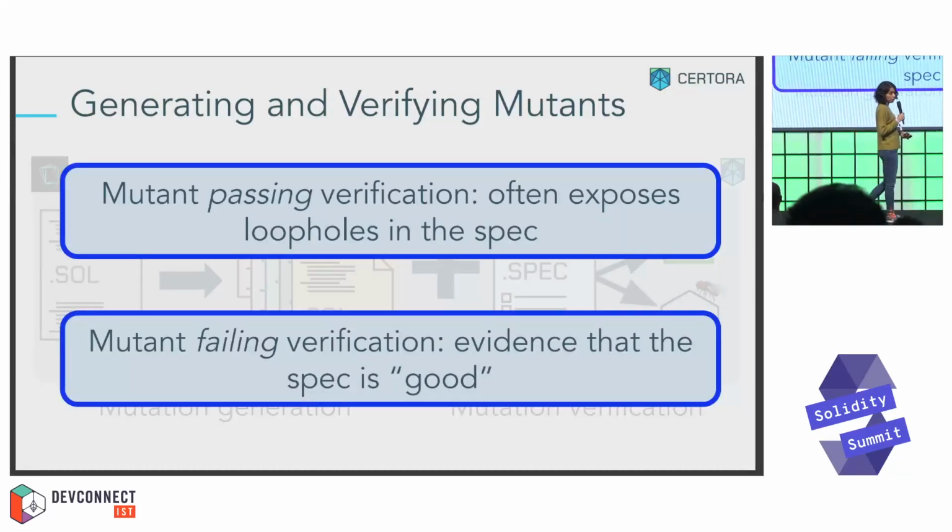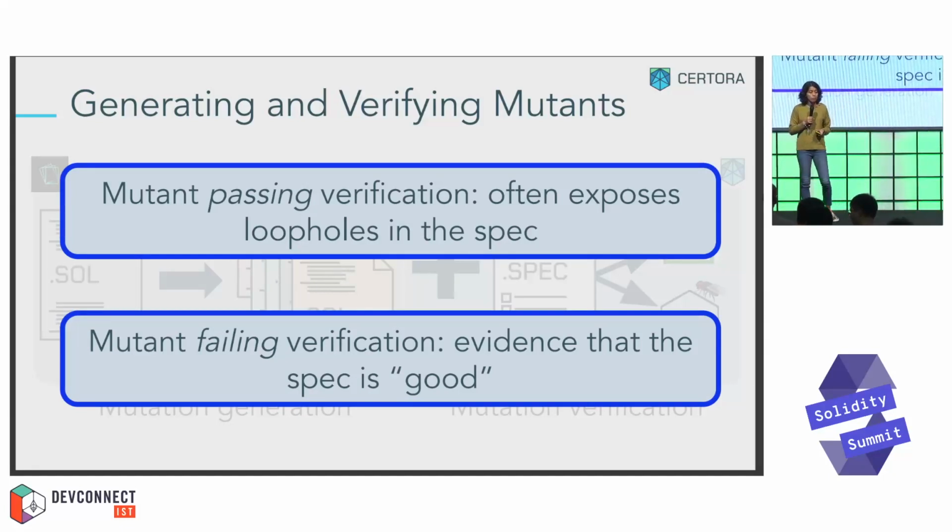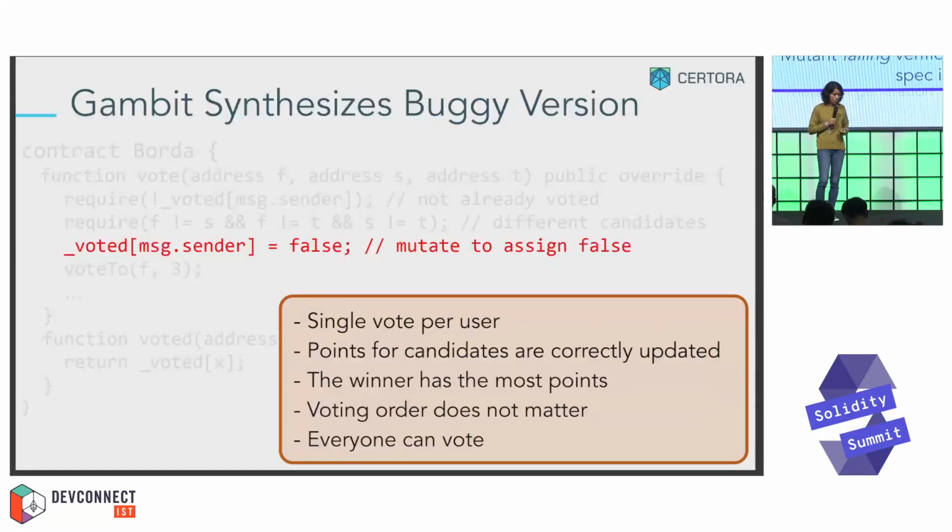So two things can happen. Either the mutant passes verification, and this is bad. If the mutant passes verification, that means there is a loophole or a gap in the spec. Often we look at the mutant and try to figure out why it passes, and then we add more properties or rules to our specification. The other outcome is that the mutant fails verification. This is good. We want our mutants to fail verification because that means our spec is doing a good job of catching buggy versions.